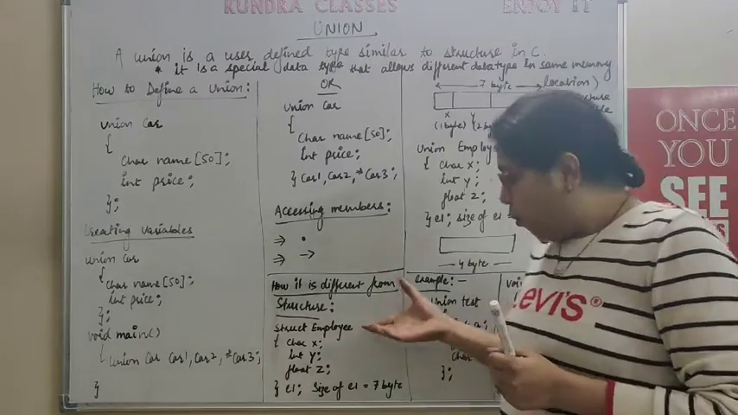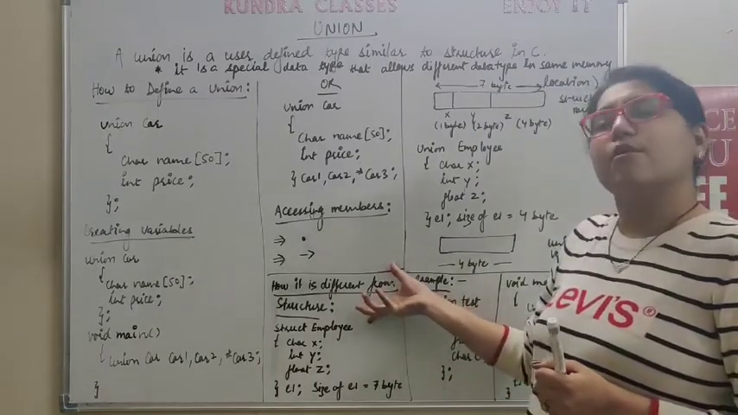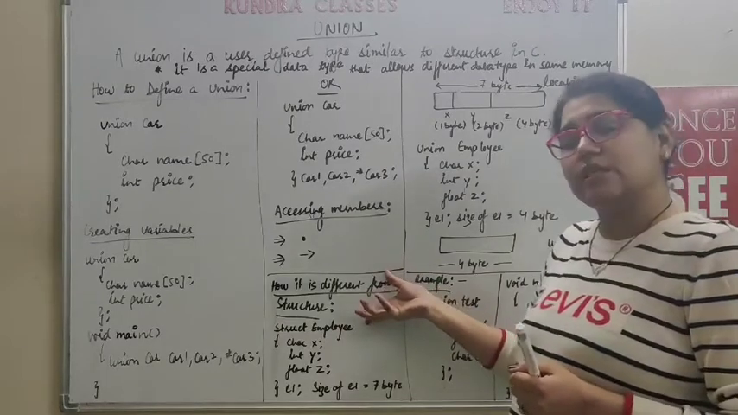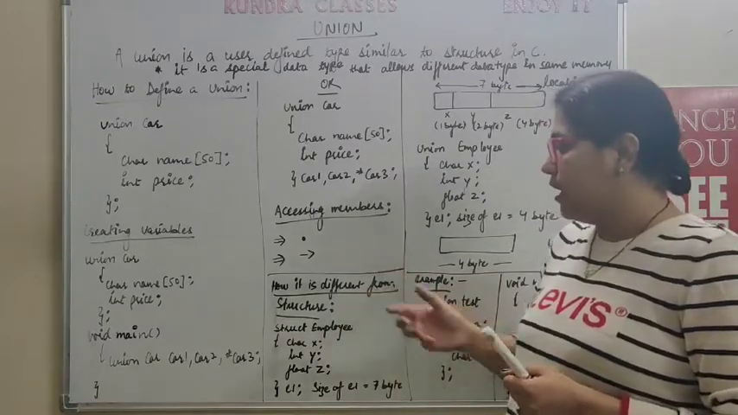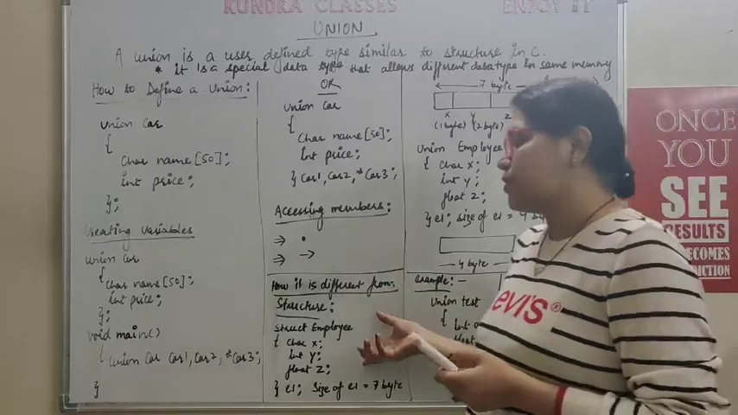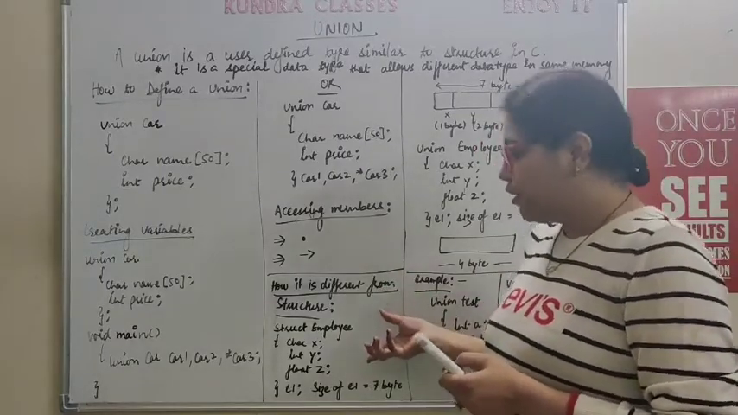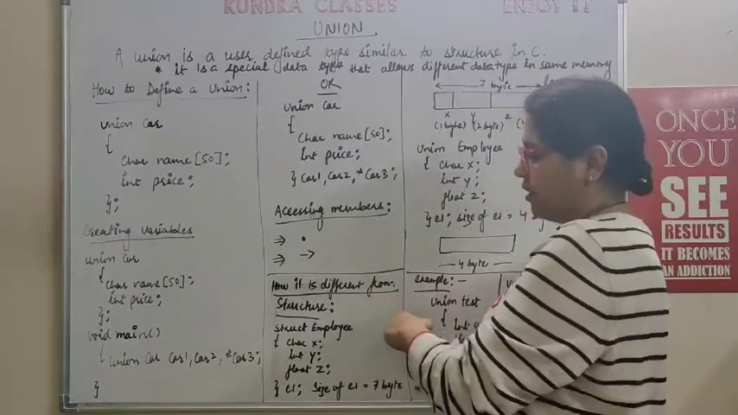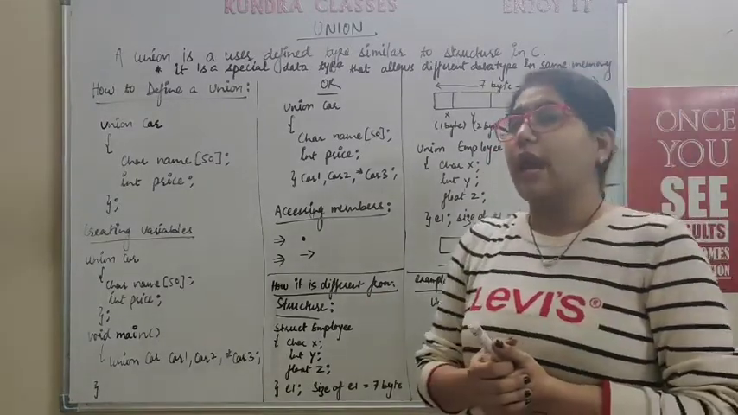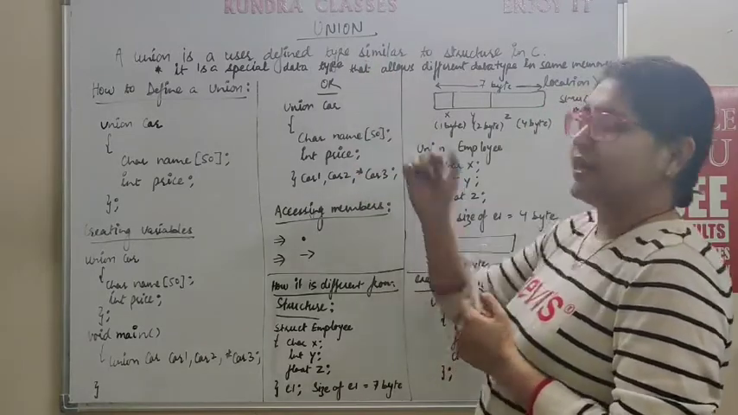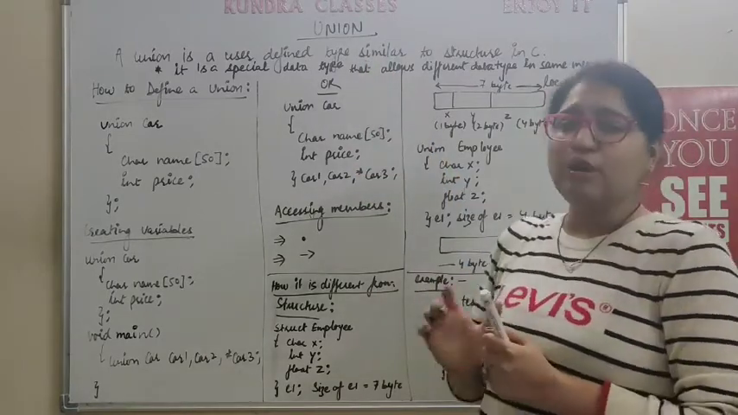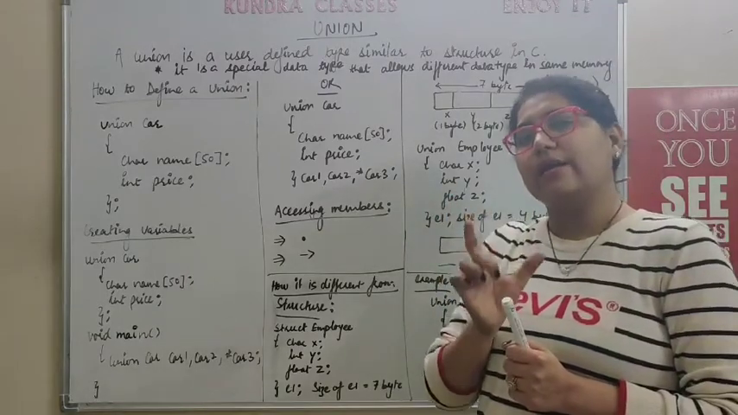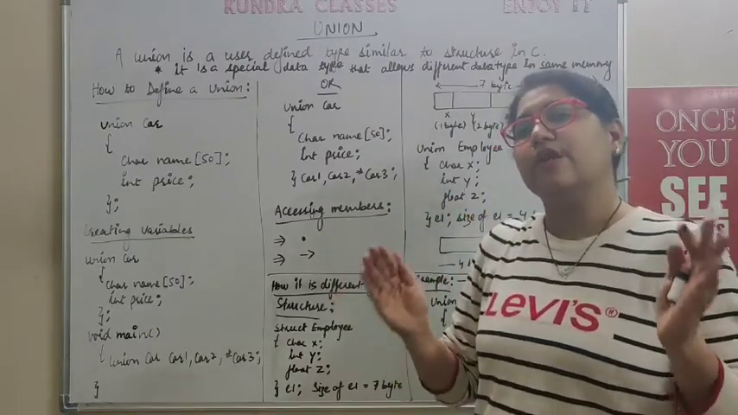Let's see how your union is different from structure. This is a very important point and generally asked in the examination, as well as a very important question from the point of view of interviews, that how the structure is different from union. See, structure और union आपको पता है दोनों ही user defined data type है, but the different quality of union is कि वो एक ही ब्लॉक एलोकेट करता है फॉर द कंप्लीट यूनियन वेरिएबल.